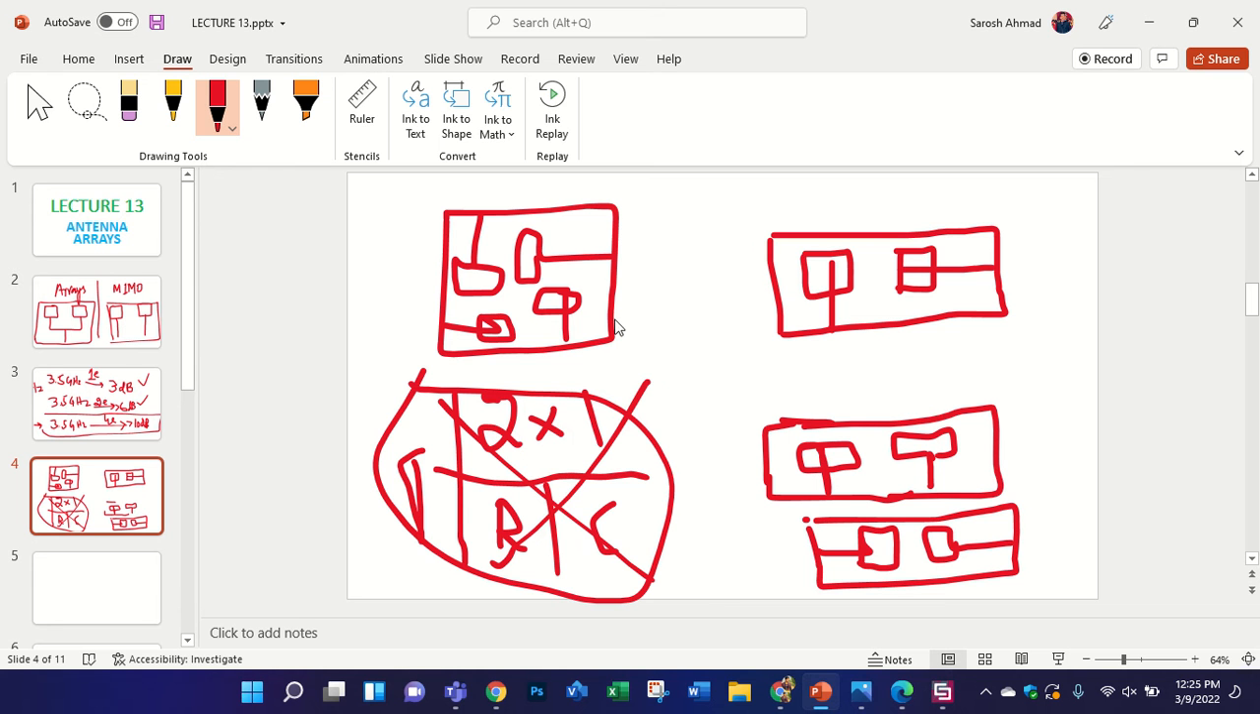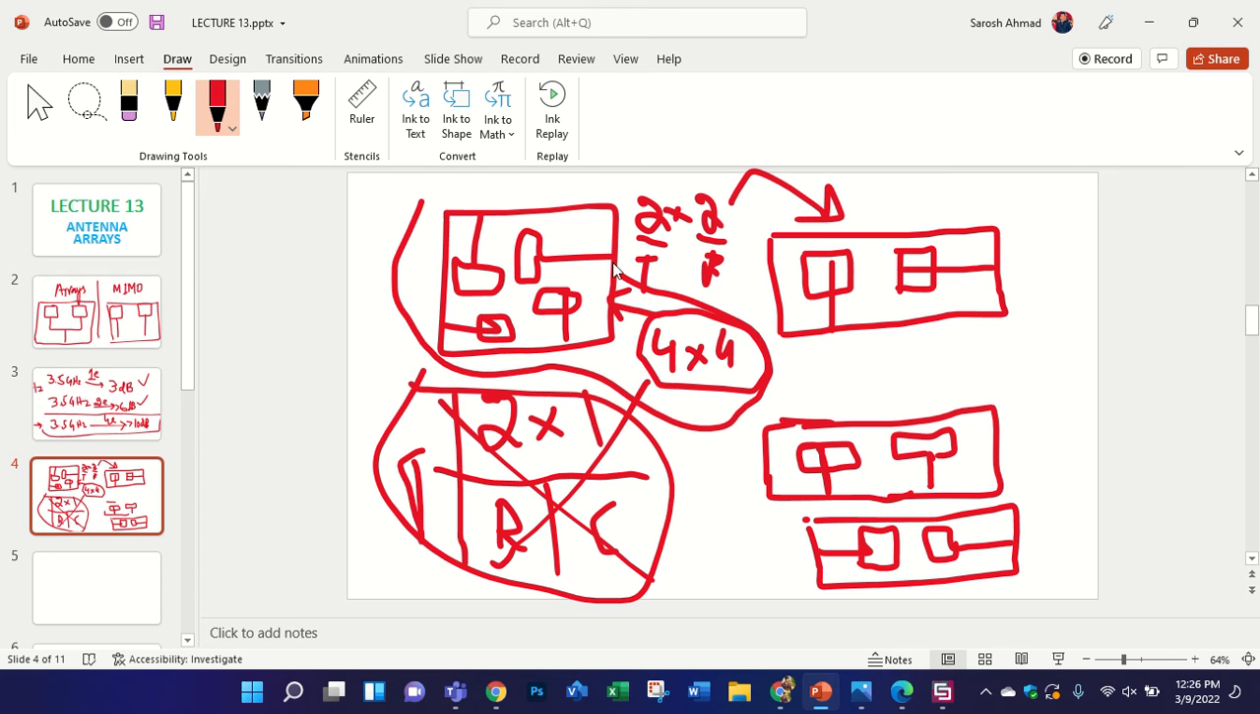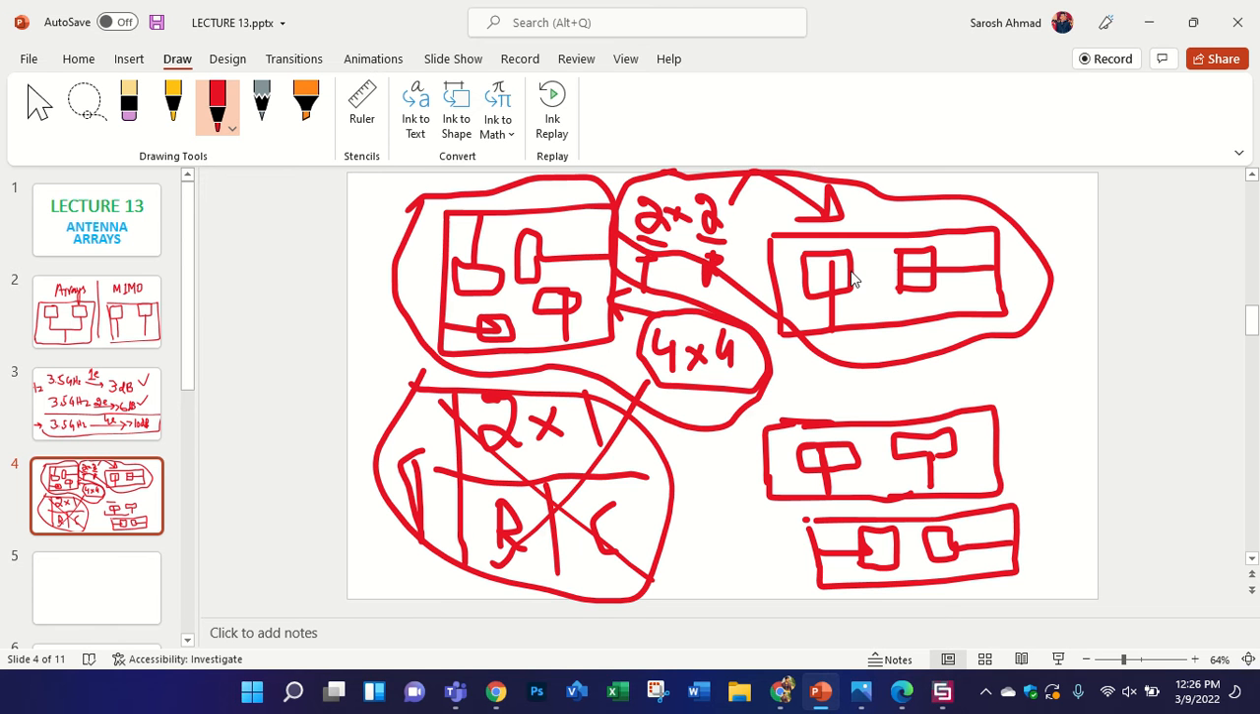Let me explain. Suppose this is your antenna, you cannot call it 2 by 2 MIMO. A 2 by 2 means two elements of the antenna are transmitting and other two elements are receiving. So here you have four antenna elements, which means four elements are transmitting and four elements are receiving. So this is a 4 by 4 MIMO, a quad port MIMO. It is not a concept of two rows and two columns. If you have 2 by 2, it means two antenna elements are transmitting and two elements are receiving. So this design is 4 by 4, and this one is 2 by 2.